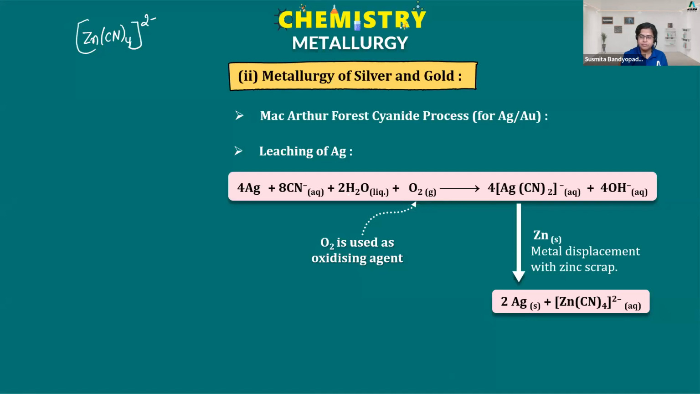So we'll take similarly gold or silver. Cyanide solution along with oxygen as the oxidizing agent will convert silver or gold into a complex. This is the formula of the complex, Ag(CN)2 minus. Now, why was this complexation done? So that the impurities are left behind.